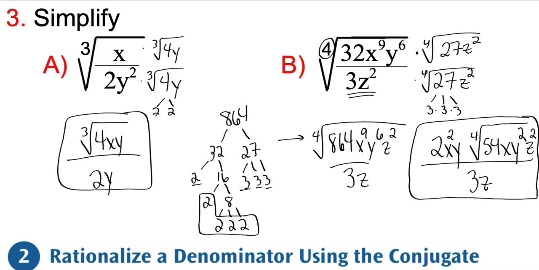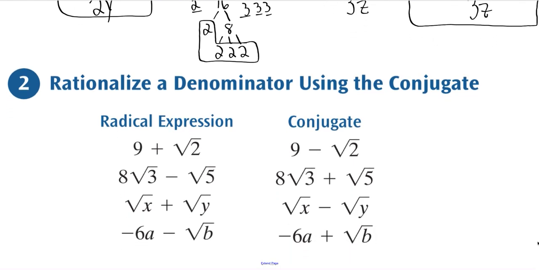So next concept would be multiplying using conjugates and rationalizing using conjugates. So what a conjugate is, let's say we have something like this, 9 plus root 2. Its conjugate is 9 minus root 2. So it's pretty much you keep the same exact numbers, you change the plus to a minus.